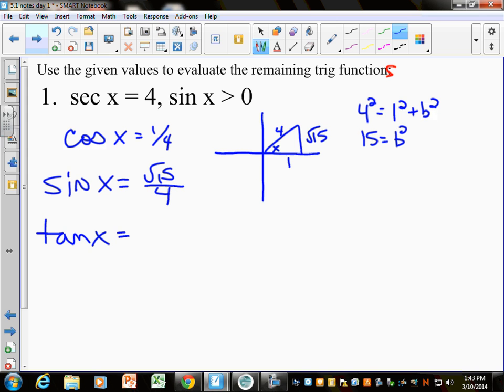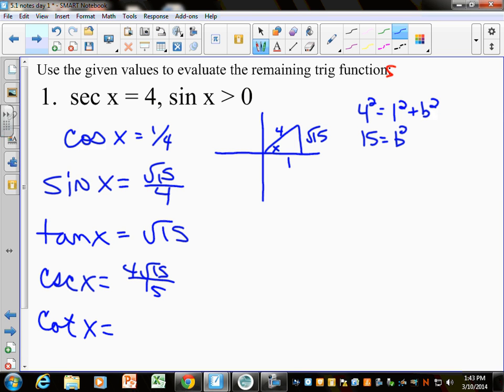Tangent of x is opposite over adjacent, which would just be square root of 15. I hope we're getting better at simplifying our radicals. For me, at this point in chapter 5, when I do cosecant, I don't even write it as 4 over radical 15, because automatically I know to move that radical up, that's going to be 4 radical 15 over 15, right? 4 over radical 15. And for cotangent, that's going to be 1 over the square root of 15, which means that would be square root of 15 over 15. And that's it. You just figure out what quadrant you're in, draw the picture, find the missing sides. 2 of your homework problems are that today.